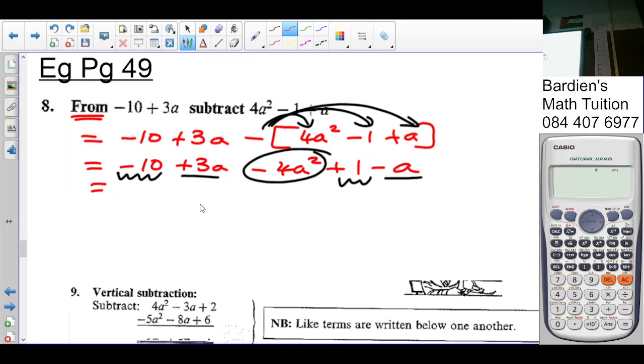Negative 9. Okay, here again on the number line. Negative 10 plus 1. So you're moving 1 up. That's so. So what is 3a minus a? 2a. Positive 2a. And then? Negative 4a squared. You see that? There's no like term to that. But I don't leave it out completely. What I do is I write it down. You saw? Let's take note here.